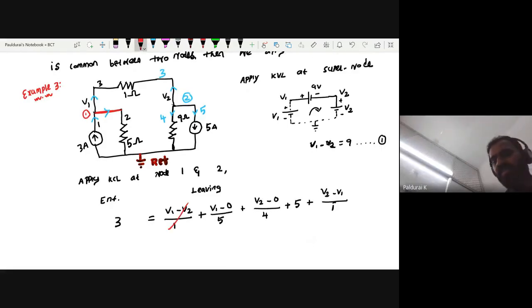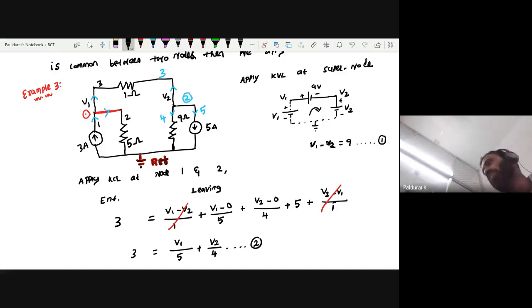It's V1 minus V2. This is V2 minus V1. So now what is equation number 1? 2 V1 by 5 plus V2 by 4. Equation number 2. Now solve equation number 1 and 2 and let me know the value. And this is 3, here it is 5, so when 5 goes to the left hand side, it becomes 3 minus 5, so minus 2.